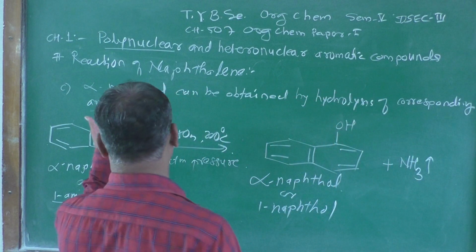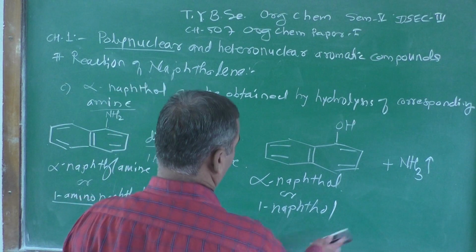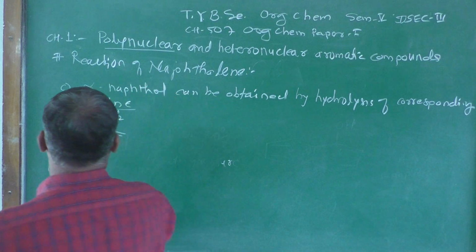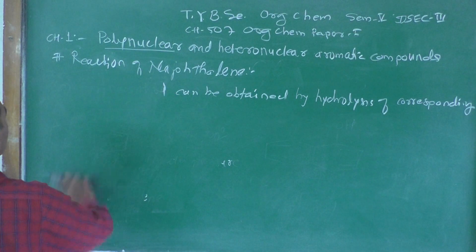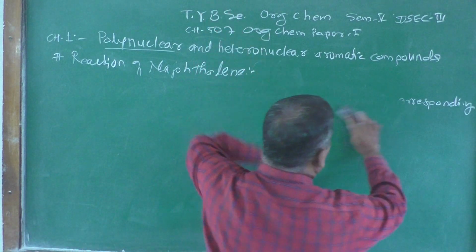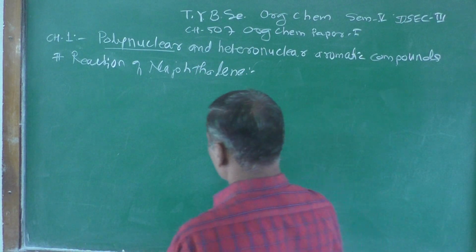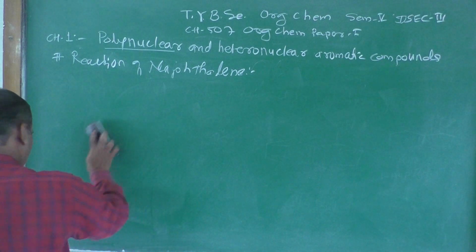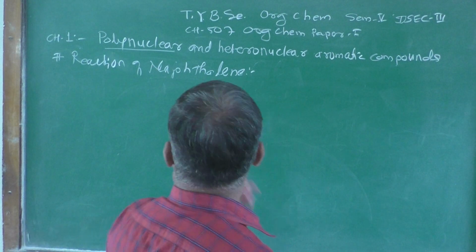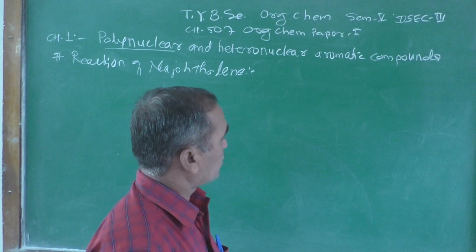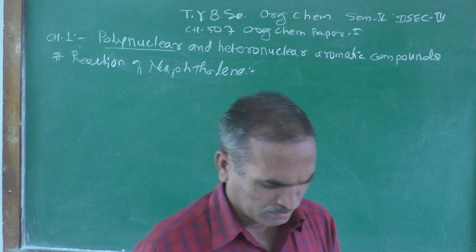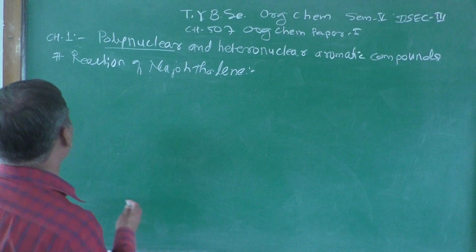How do we prepare this naphthylamine? Starting from naphthalene, those are the things which we are going to discuss over here. We are discussing generally the reactions of naphthalene, under the heading polynuclear and heteronuclear aromatic compounds. So here the fifth one is the preparation of naphthylamine.